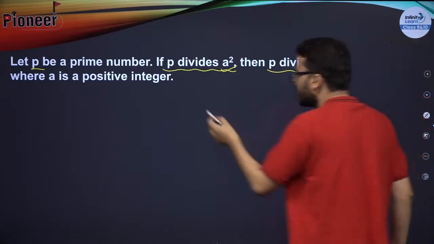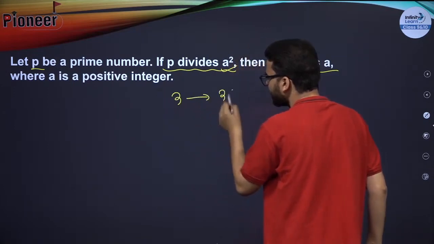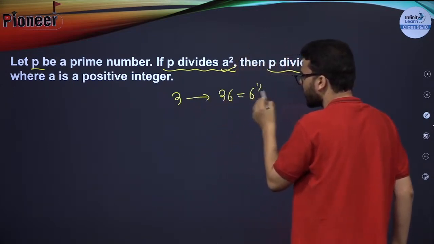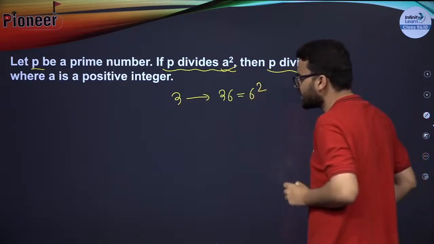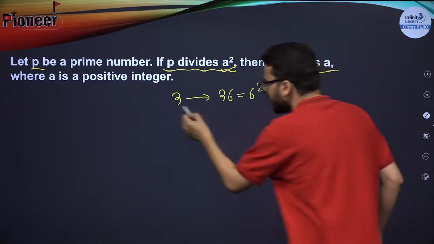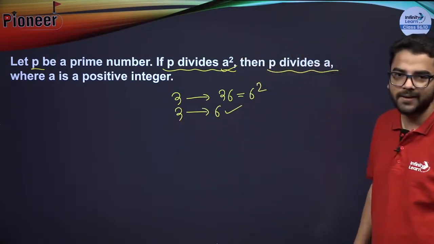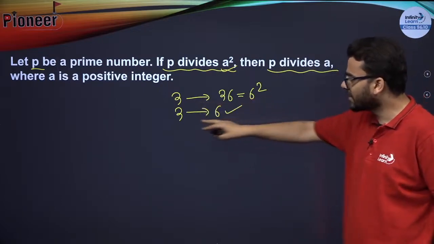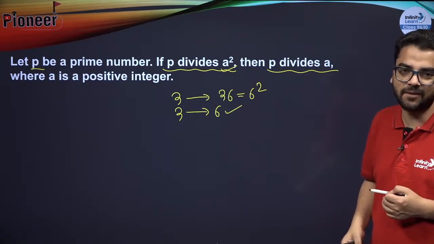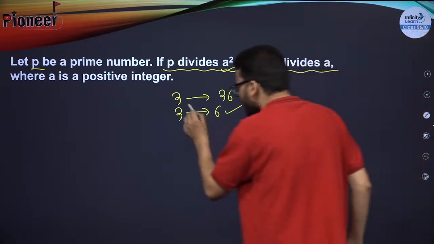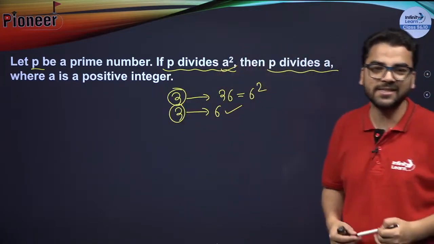For example, you see over here that 3 divides 36. Yes or no? 36 is 6 square. 3 divides 36, 3 is a prime number and 36 is equal to 6 square over here. So 3 will divide 6 as well for sure. If 3 is dividing 6 square, then 3 will be dividing 6 as well. It means 3 is a factor of 6 as well. And the only thing which you have to keep in your mind is this has to be a prime number. Is it clear to everybody in this session?